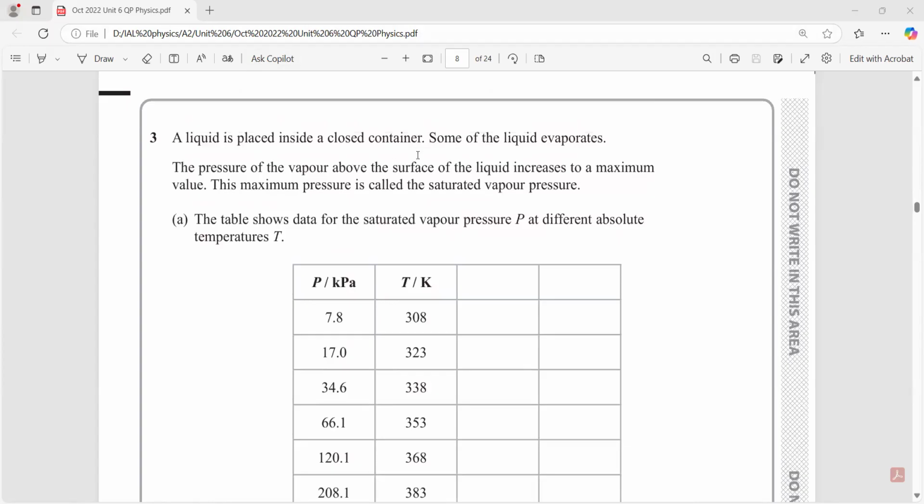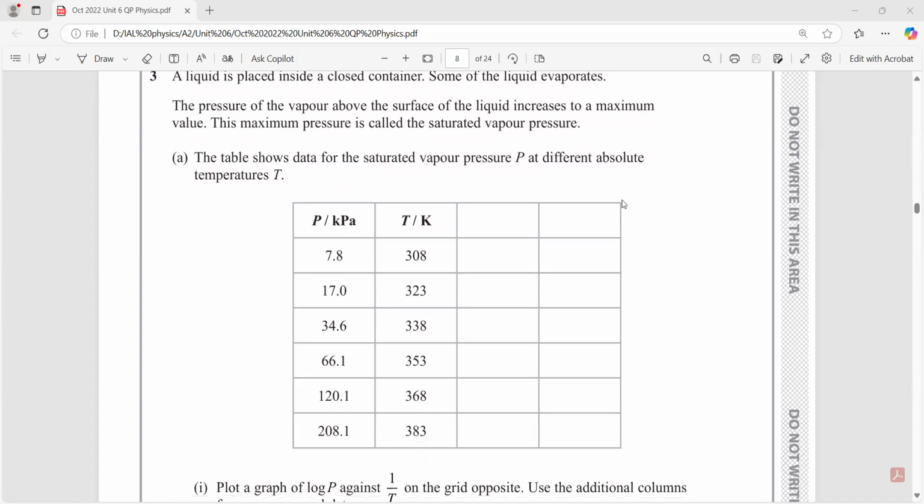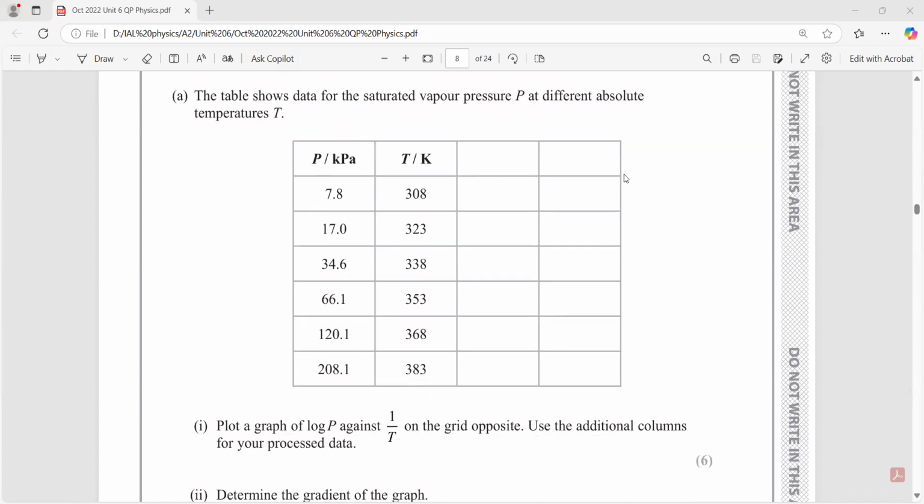A liquid placed inside a closed container, some of the liquid evaporates. The pressure of the vapor above the surface of the liquid increases to a maximum value. The maximum pressure is called saturated vapor pressure. Plot a graph between log P and 1 over T. So we have to complete this and use an additional column. Look, there's a difference between log and ln. Ln is called natural log and log is known as the log with a base 10.